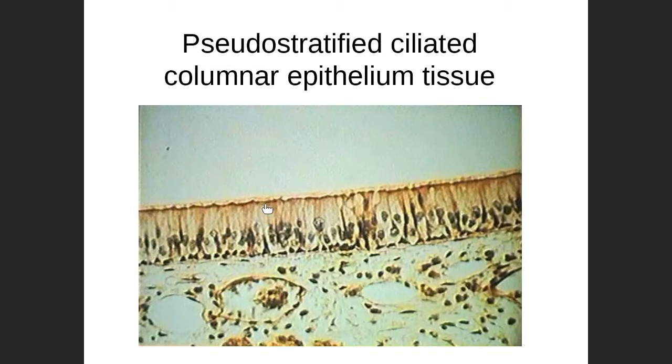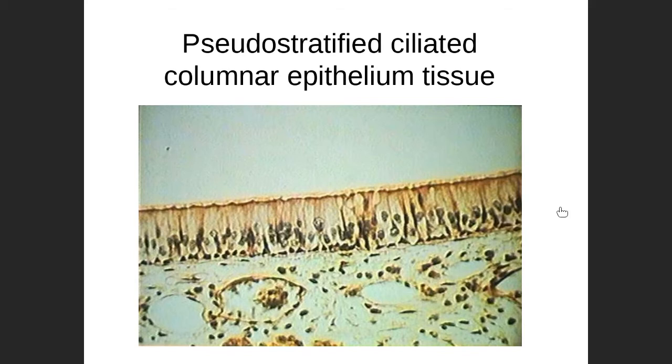And it looks stratified because if you look here, you can see these black dots. Those are the nuclei. You've got some nuclei in the middle of the layer here, most of them at the bottom, but they're alternating in height, how far they are from the basement membrane, so it gives it that stratified appearance. But again, it is not stratified. So hence we call it the pseudostratified ciliated columnar epithelium.